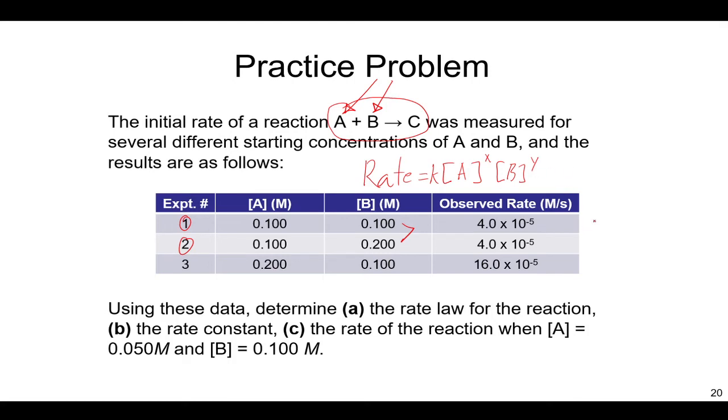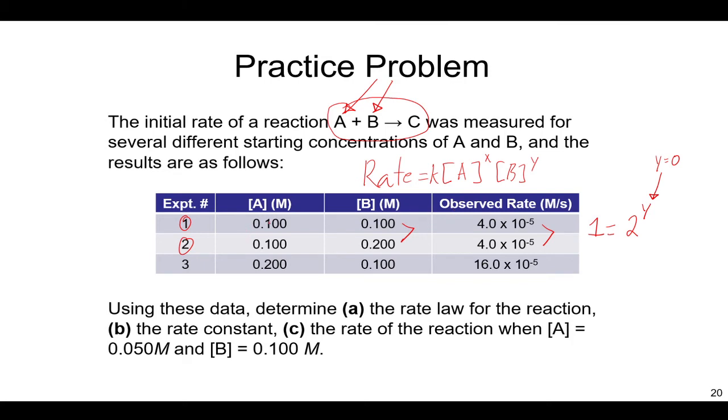So from that data, I can say what happens to the rate. The rate stays the same. It doesn't double, it stays the same. So I'll write a 1 for the rate. K I'm ignoring. A I'm ignoring because it's constant. B doubles. So this is the equation I have. 2 to what power equals 1? Well, Y here has to be 0.